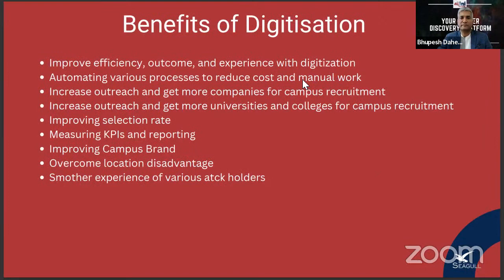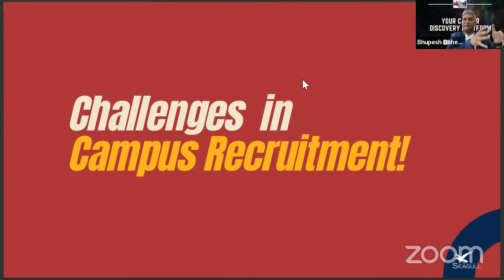So here I finished my first part, which is digitization, automation, very briefly, right? And the second part I am starting is about the challenges in campus recruitment. What are the various tools you require in your toolkit to do the automation? And briefly, we'll touch upon the workflows, right?